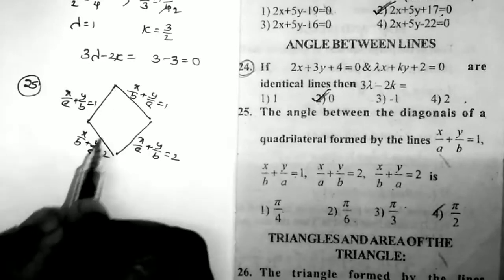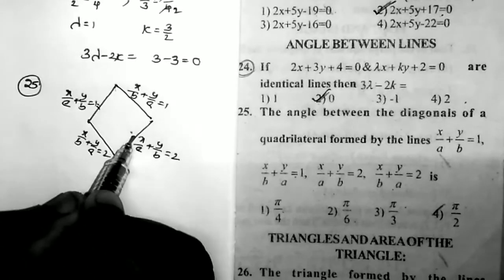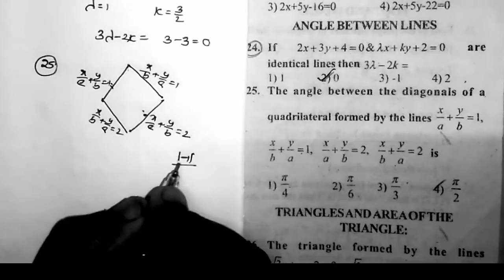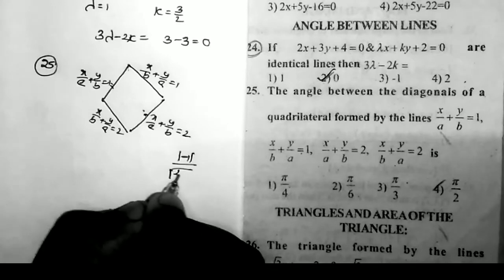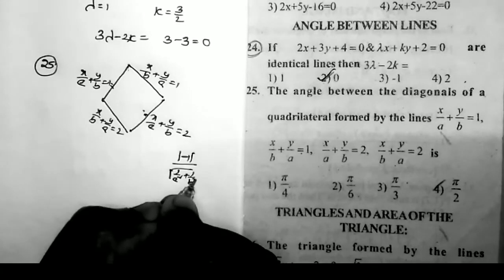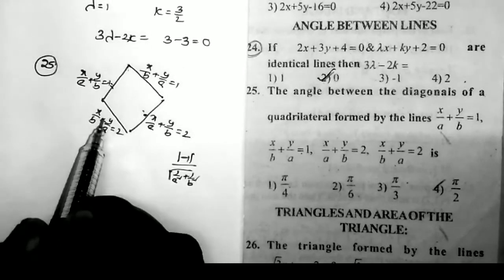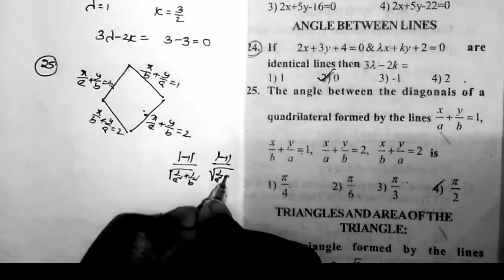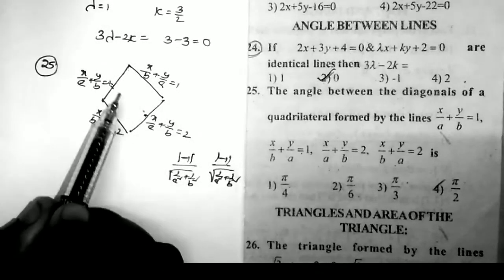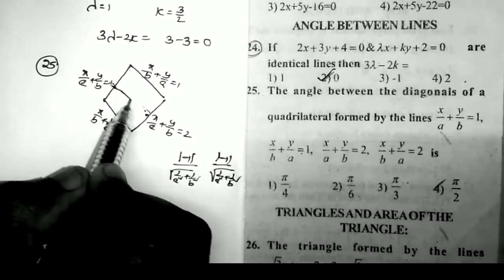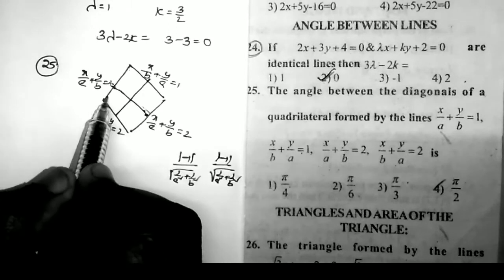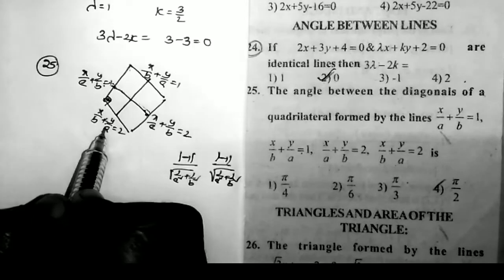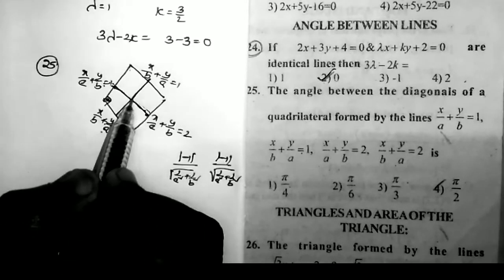Now what is the distance between these two lines? Modulus of c1 minus c2 by square root of a square plus b square. What that returns is modulus of 1 minus 2, that is minus 1, by square root of 1 by a square plus 1 by b square. And what is the distance between these other two lines? Again it returns the same answer, modulus of minus 1 by square root of 1 by a square plus 1 by b square. Here the distance between the parallel lines is equal, and see here these lines are not perpendicular.